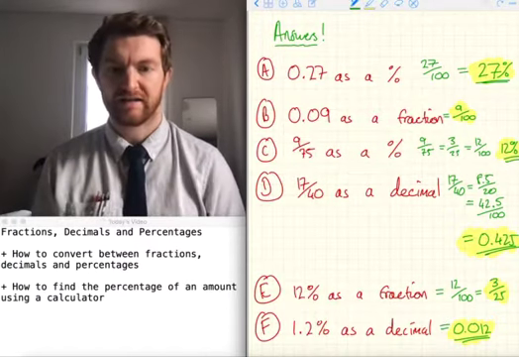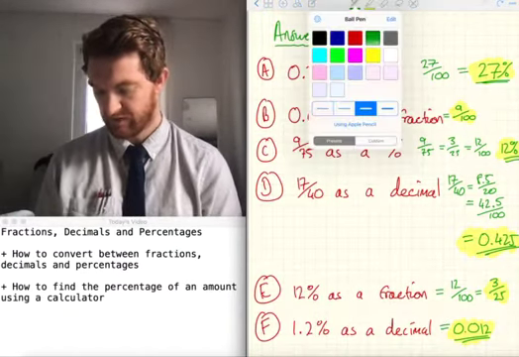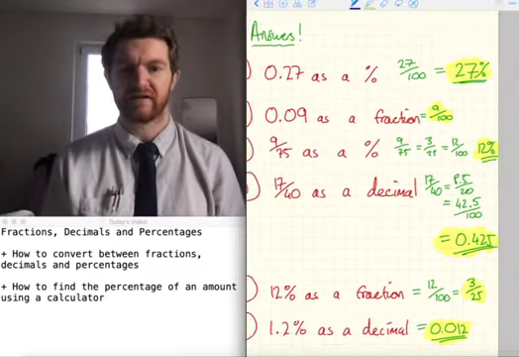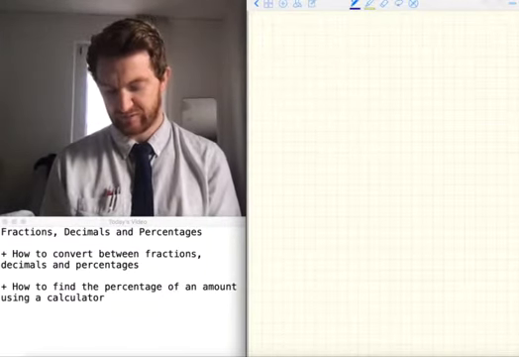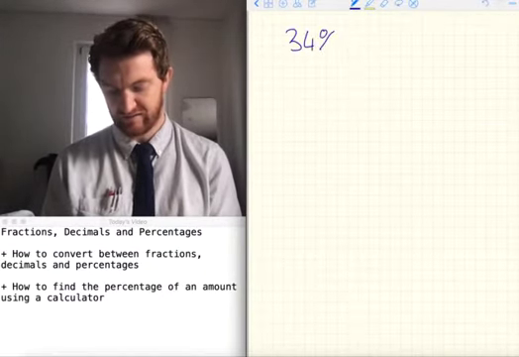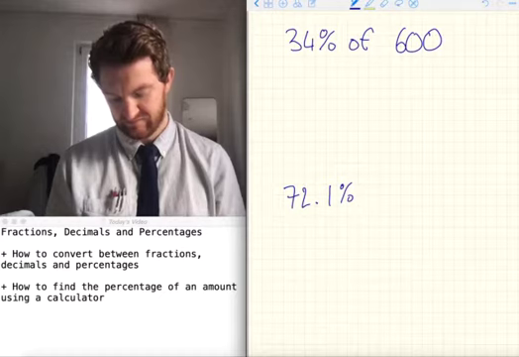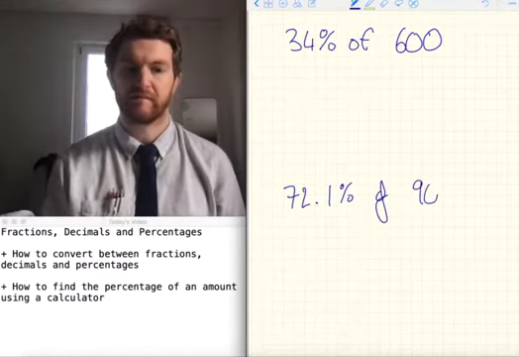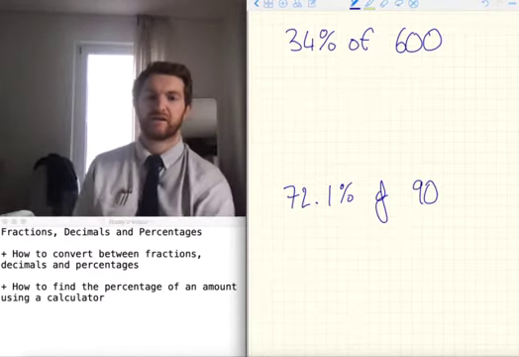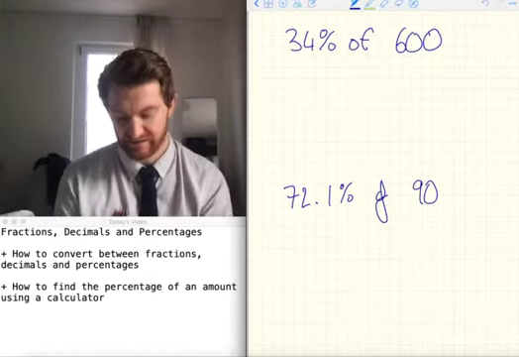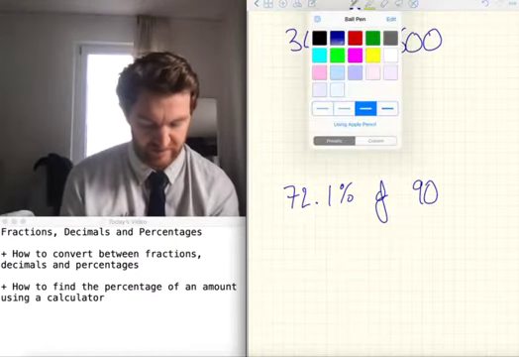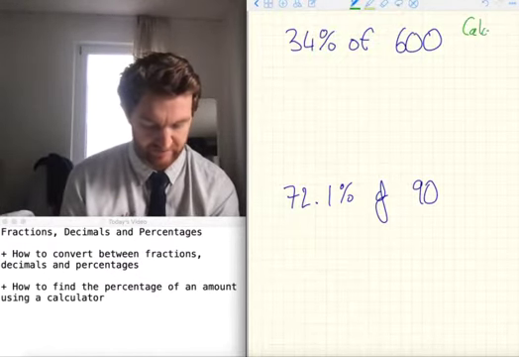Okay, so the last thing we said we were going to do was how to do some simple percentages of amounts. So for example, if we wanted to find 34% of, let's say, 600, or 72.1% of 90, let's say. Now these are going to be calculator questions, so I'm going to show you a calculator method. I'm just going to write that on the side. This is a calculator method.